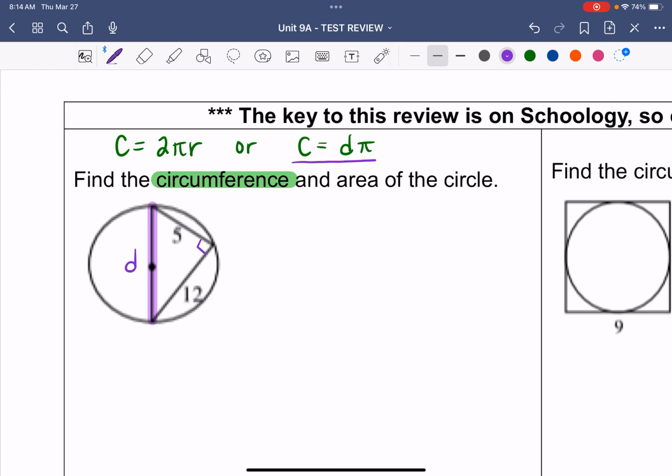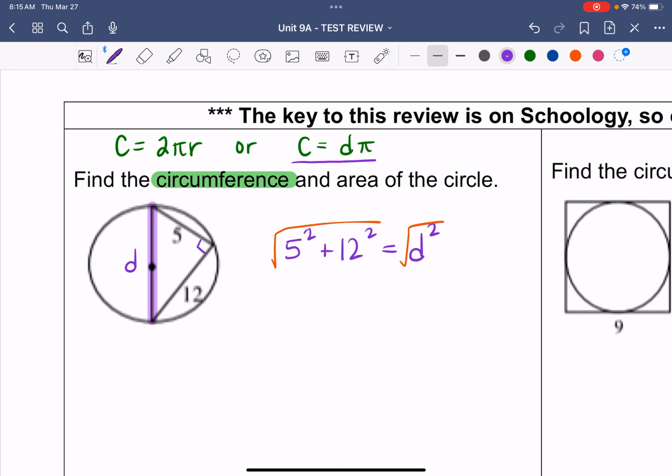This right here is a right triangle. So we're going to use the Pythagorean theorem, a squared plus b squared equals c squared, to figure out that diameter. So 5 squared plus 12 squared equals d squared. Now I don't want d to be squared, I want it to just be normal. So we're going to square root both sides.